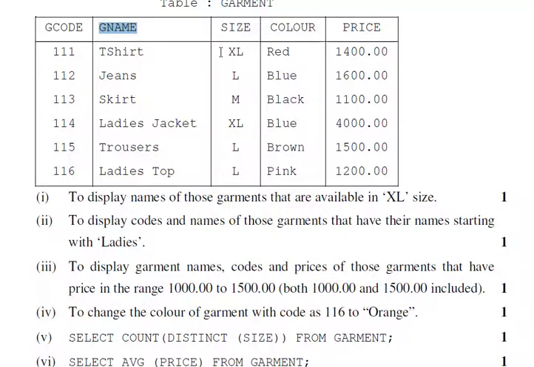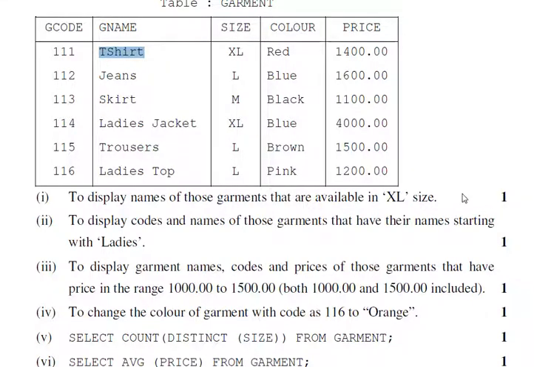So you always have to use the column name, gname, of those garments that are available in Excel size. So your query output should be this row, or you can say T-shirt and ladies jacket only. Okay, so the query will go like this: select gname from garment where size equals single quotes Excel. Okay, and this is of 1 mark.